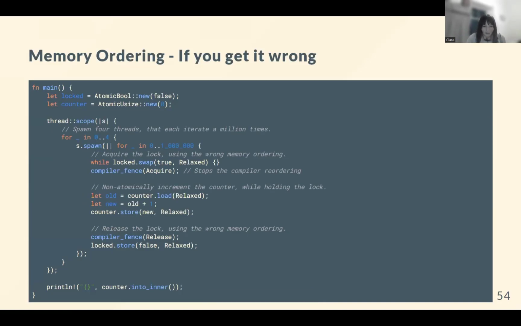Things can go wrong if you get it wrong. So this is the example from the book. You can acquire the lock with the wrong memory ordering, and then you can release the lock with the wrong memory ordering. And if you do that, this counter, so this is spawning 4 threads, each of which is doing 1 million iterations to add to the counter, and you would expect that to give you a consistent result, but it doesn't necessarily, depending on what architecture you are on.